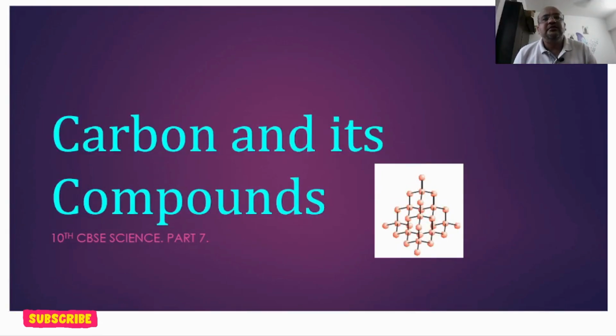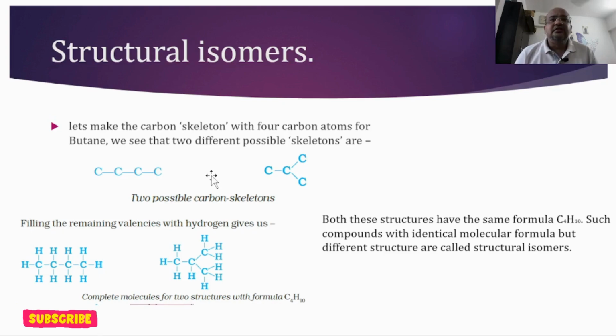We are doing the chapter Carbon and its Compounds. Last time we saw hydrocarbons, which contain carbon and hydrogen. We have also seen what saturated and unsaturated hydrocarbons are. Today we are going to see structural isomers. Now what do we understand by structural isomers?